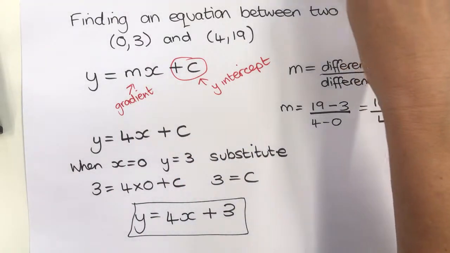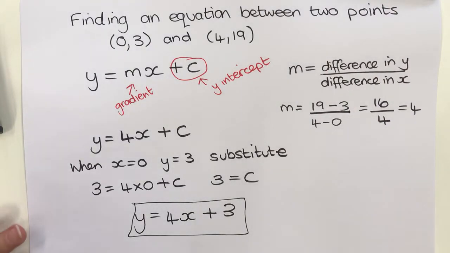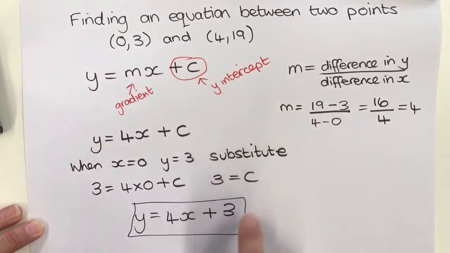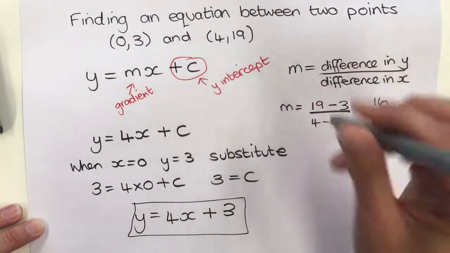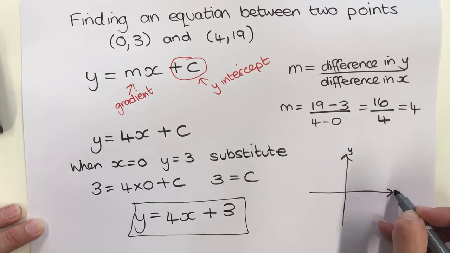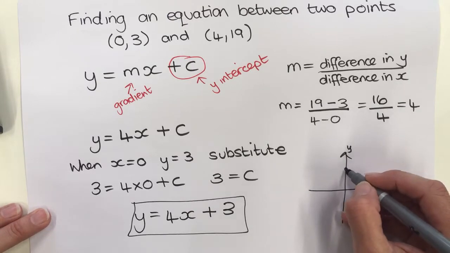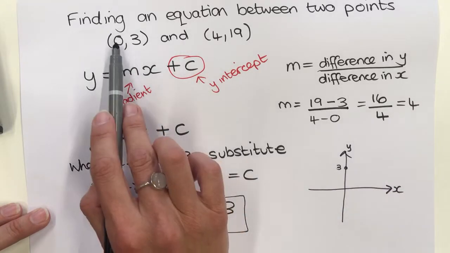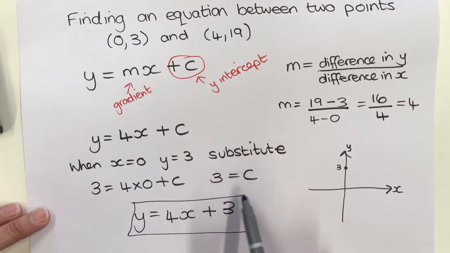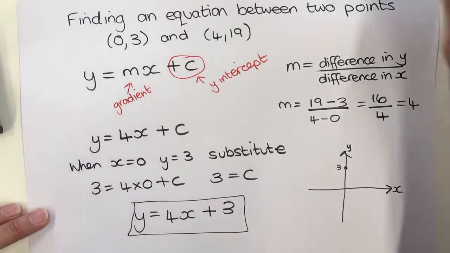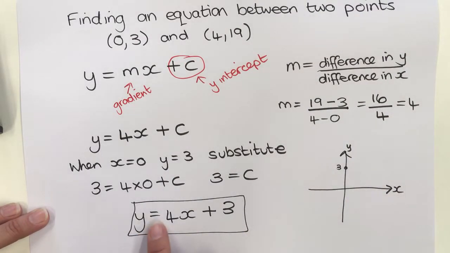points given. Now, I said just before that they'd already given us the c value, the y-intercept. That's because they've given us this coordinate here, 0, 3. If they give you a coordinate that is 0 something, think about a set of axes: if it's 0, 3, that point's there, so it's on the y-axis. So if they give you a coordinate that's 0 something, they've already given you the c value, so you don't need to do this extra stage, but I did it just to clarify. So the equation of the straight line is y equals 4x plus 3.